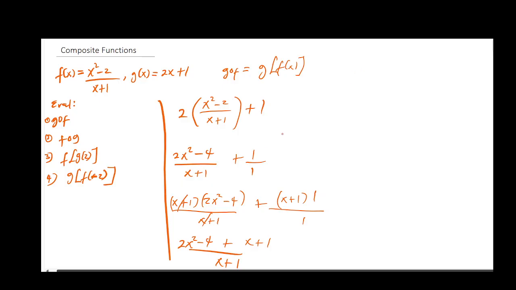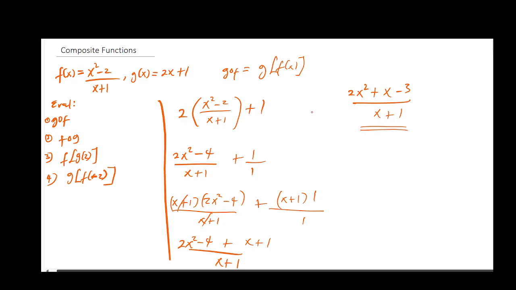And finally, if we collect like terms, we are going to have 2x squared plus x. Now minus 4 plus 1 will give us minus 3, all over x plus 1. There's no common factor here, so we cannot simplify further. This is the final answer.